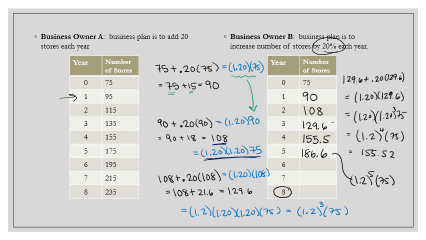Okay, so let's see if she's doing better now, or if this business owner is doing better. So at year 4, notice at year 4, they're pretty close. 155 stores versus 155.5 stores, right? So basically the same at year 4. But then year 5, business owner B pulls ahead. Okay, let's just skip down to 8. So this would be 1.2 to the 8th power times 75.